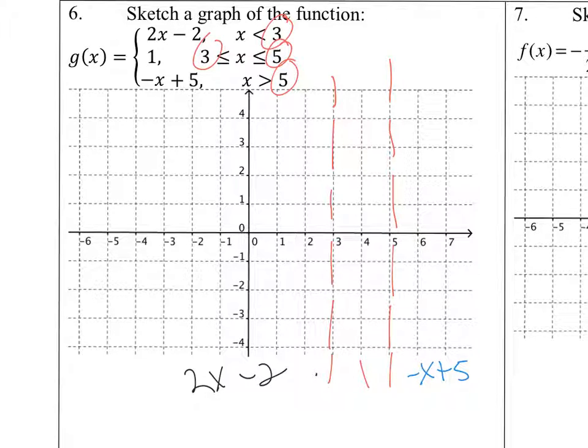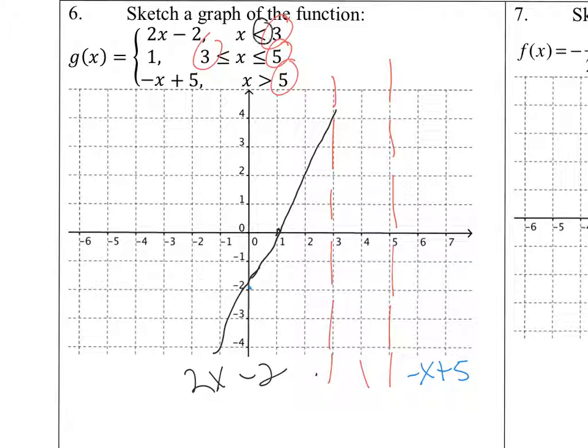Okay. So first things first, let's take a look here. 2x minus 2 means that I'm starting at a y-intercept of -2, going up 1 and up 2 over 1. It's going to look something like this.